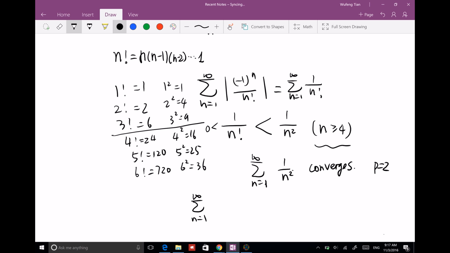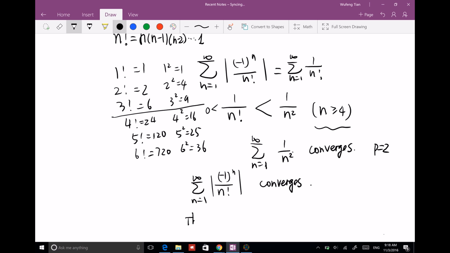Okay, so from 1 over n factorial, the absolute series converges as well. Okay, therefore, the series sum n from 1 to infinity, negative 1 to power n over n factorial, converges absolutely.